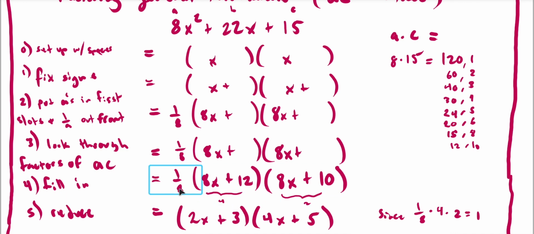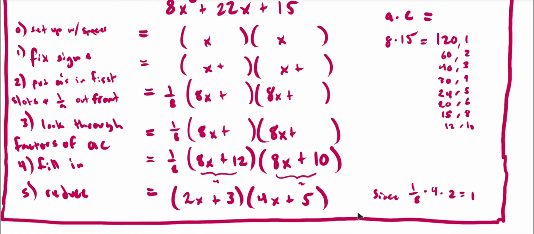Notice that's just 8, so when I pull those out, they cancel, and we're done. That's the end. That's the factored version of this. 8x squared plus 22x plus 15 factors as 2x plus 3 times 4x plus 5.